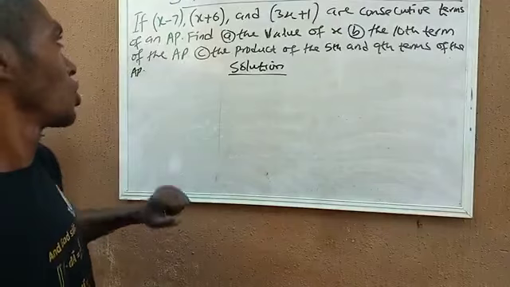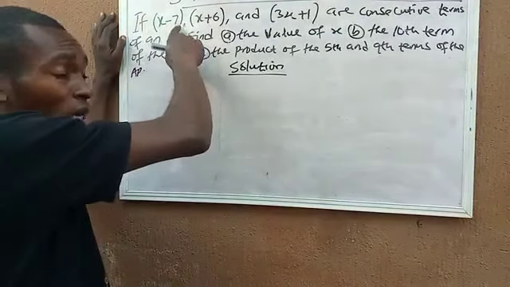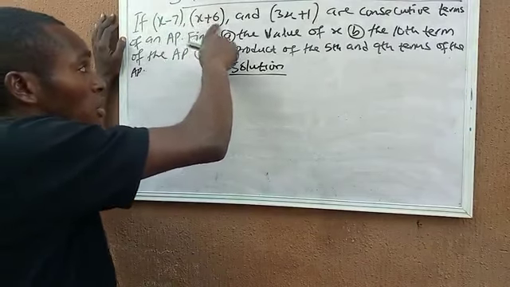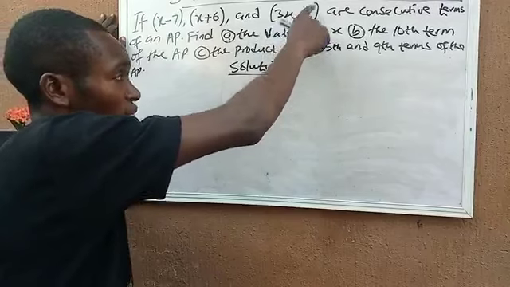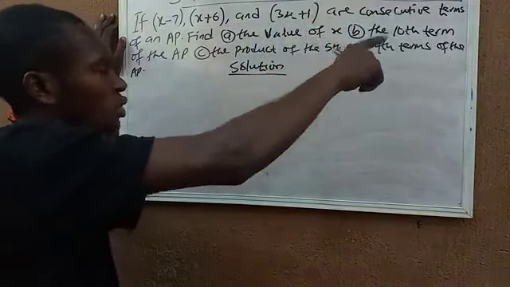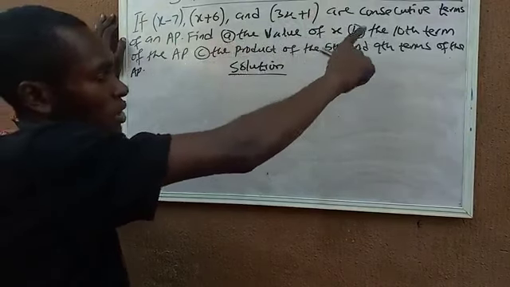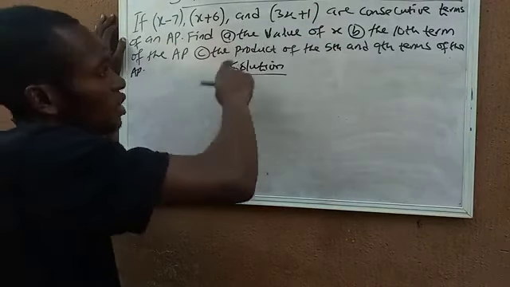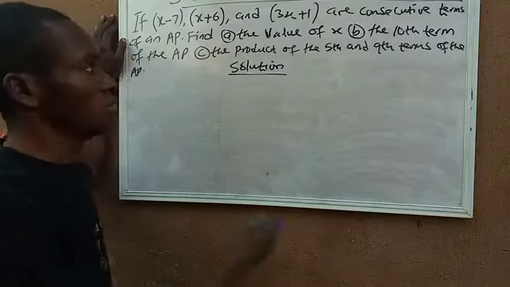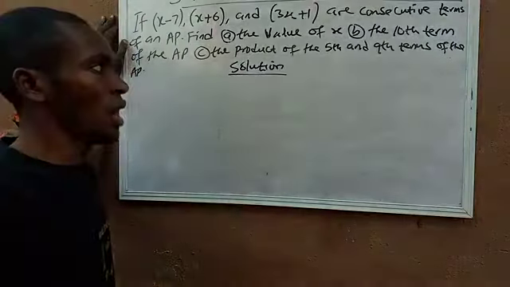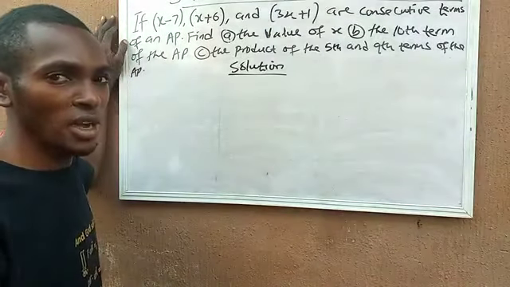Now, we have this question. If (x minus 7), (x plus 6), and (3x plus 1) are consecutive terms of an AP, find A, the value of x, B, the 10th term of the AP, and C, the product of the 5th and 9th terms of the AP. To solve this problem, we must understand how to look for the common difference of an AP.